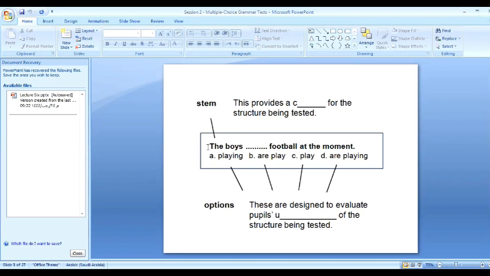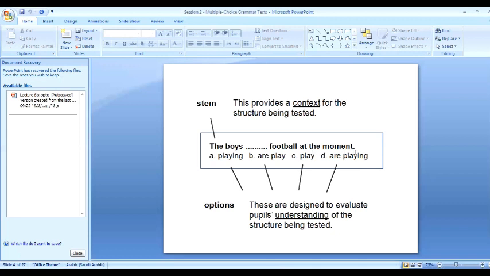So here in multiple choice, we have "The boys dash dash football." This is called the stem. It provides a context of the structure being tested. A, B, C, D we call options. These are designed to evaluate pupils' understanding of the structure being tested. And then D is the answer, because the boys are playing football at the moment.